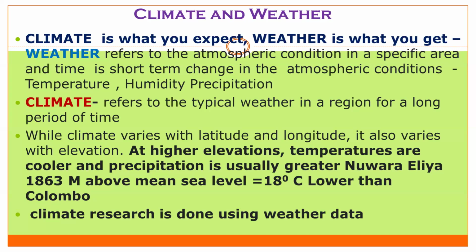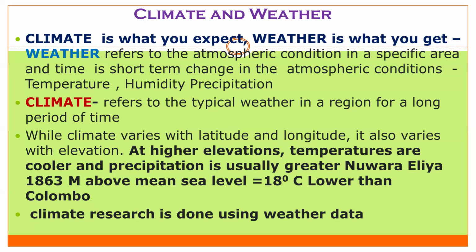Weather refers to the atmospheric condition in a short, specific area and time. It is short-term change in atmospheric conditions. Temperature, humidity, precipitation are the three key dimensions of the weather. They are the indicators of weather. Weather is determined by these three indicators.